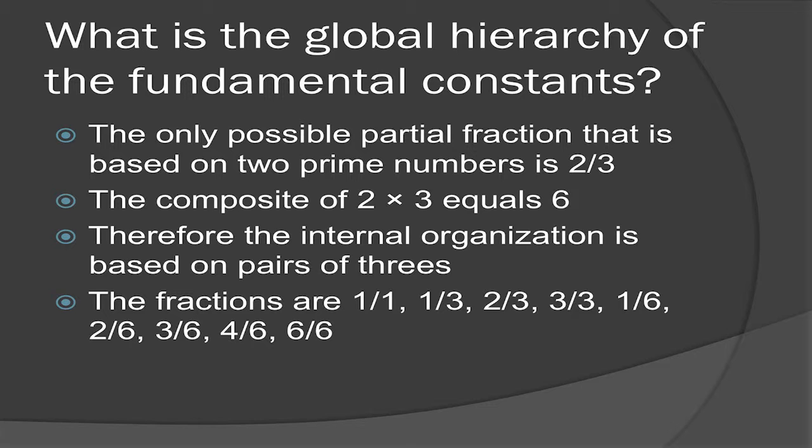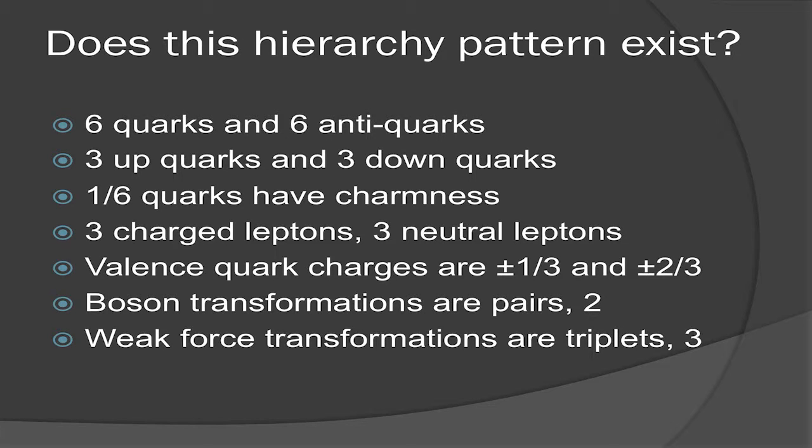The only possible partial fraction based on 2 primes is 2 divided by 3. The composite is 2 times 3, or 6. Therefore, the internal organization is based on pairs of 3s, or you can have all of these different fractions. So is this really the internal organization where there are 6 quarks and 6 antiquarks?